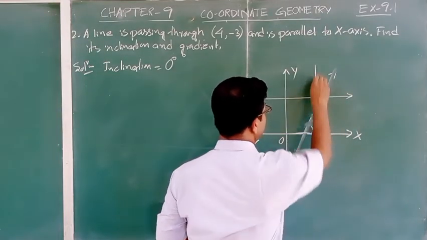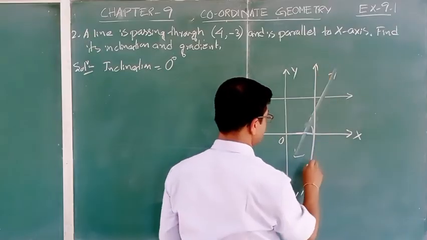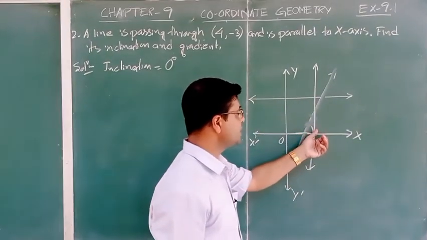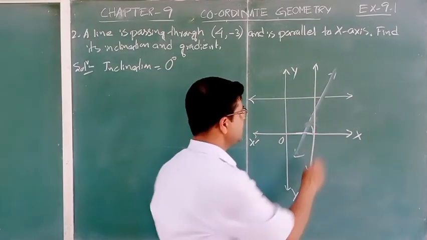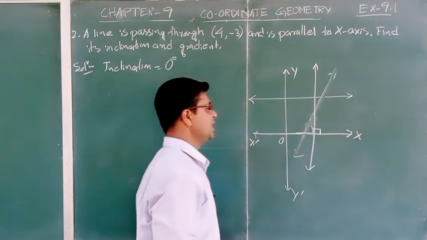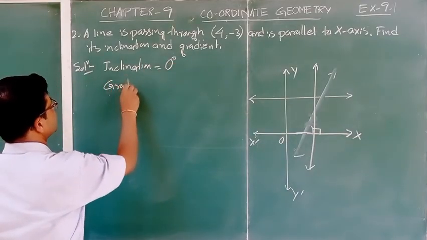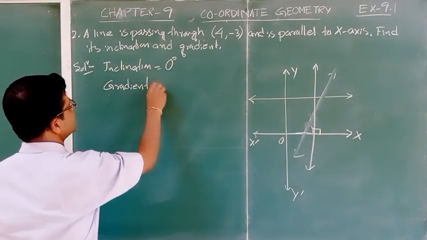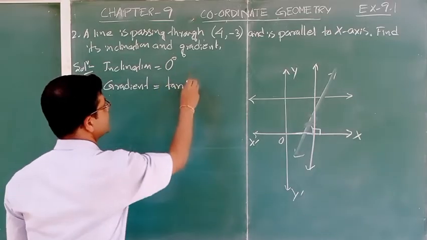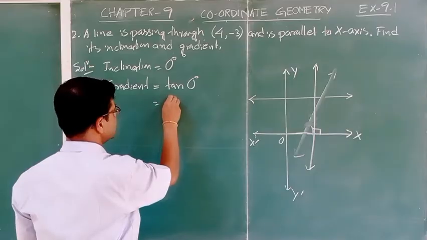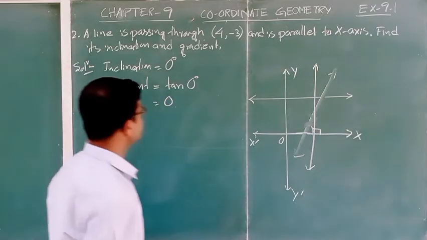Okay, dear students, if the line were like this, perpendicular to the x-axis, what will be the inclination? The inclination is 90 degrees in that case. Now in this case we have to find the gradient. How do we find it? The basic formula is tan of the angle of inclination, that is tan of 0 degrees, which is 0. So the gradient in this case is 0.